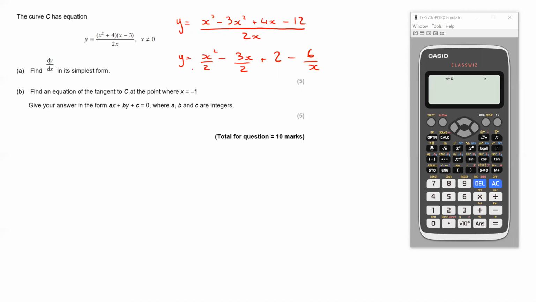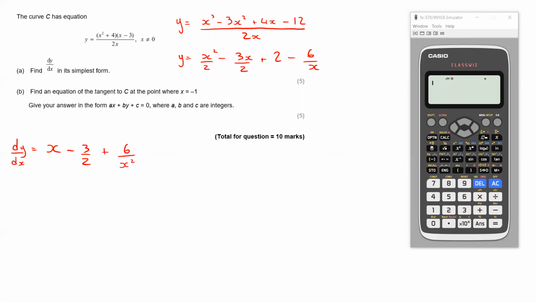This is my y. Well, now that I've broken it down, it's this that I'm going to differentiate. So I'm not going to get ahead of myself. I want to make this as simple as possible and then differentiate. So differentiating this one gives me x. So times by power, remove power by 1, so it just gives me x minus 3 over 2. And then that's going to disappear. This one is going to become a plus 6 over x squared.